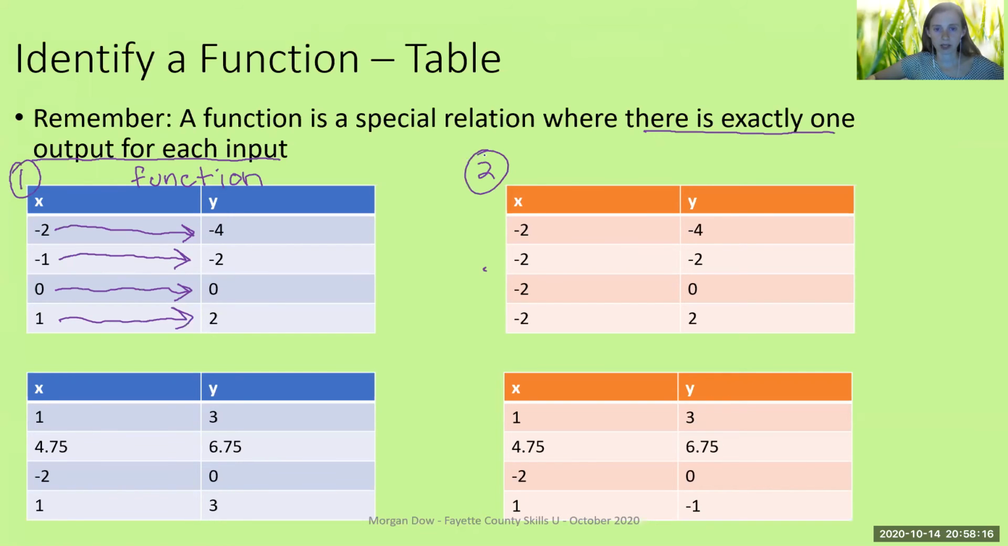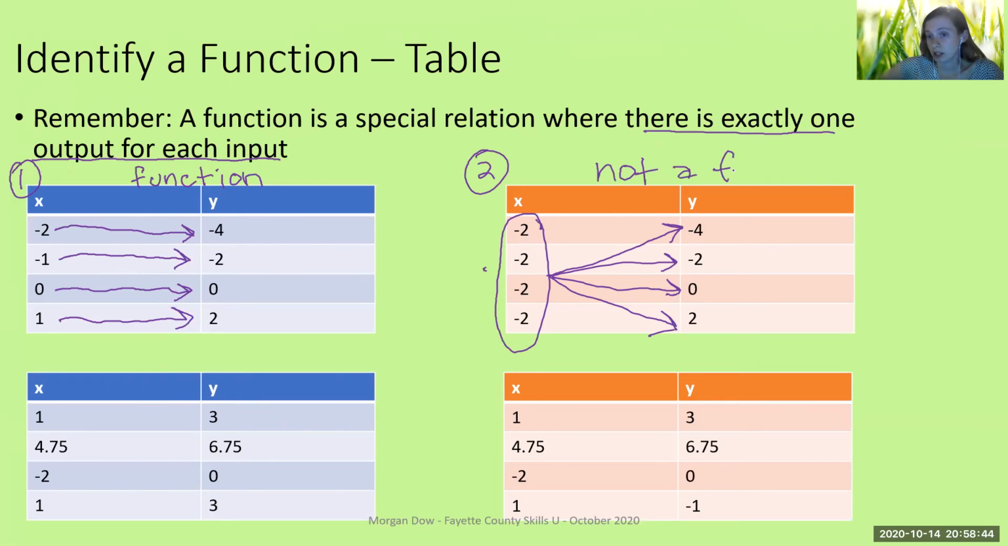Let's look at the second table here. So I look at all my inputs. There's actually only one input here, an input of -2. This one input is giving me 4 different outputs. So it's like I'm putting one piece of bread into my toaster and I'm getting 4 pieces of bread out. That is a magical toaster. That is not a function. It's still a relation, right? There's still some relationship here between x and y. It's not that it's wrong or bad. It just doesn't happen to be a function.